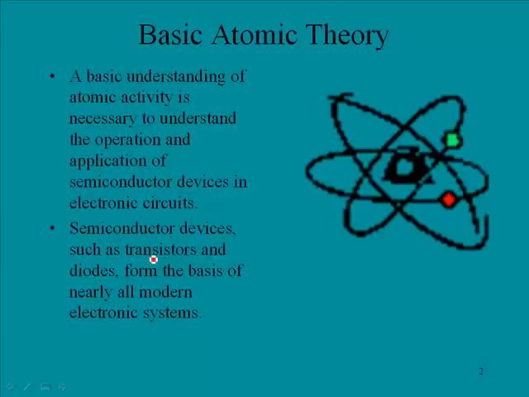Semiconductor devices such as transistors and diodes form the basis of nearly all modern electronic systems. And as we look at microprocessors and operational amplifiers, these are all devices that are built from these things that we call semiconductor devices.